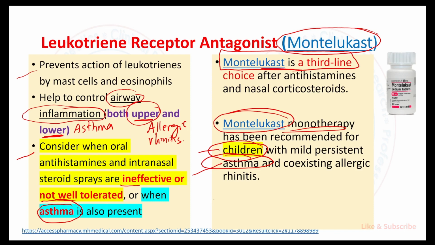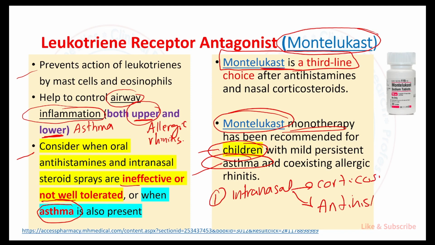So for allergic rhinitis, the first choice will be inhaled or intranasal corticosteroid, or antihistamine. So again, consider a leukotriene receptor antagonist when the antihistamine and cortisone are ineffective or not tolerated, and especially if the patients suffer from asthma. It is very effective in children.